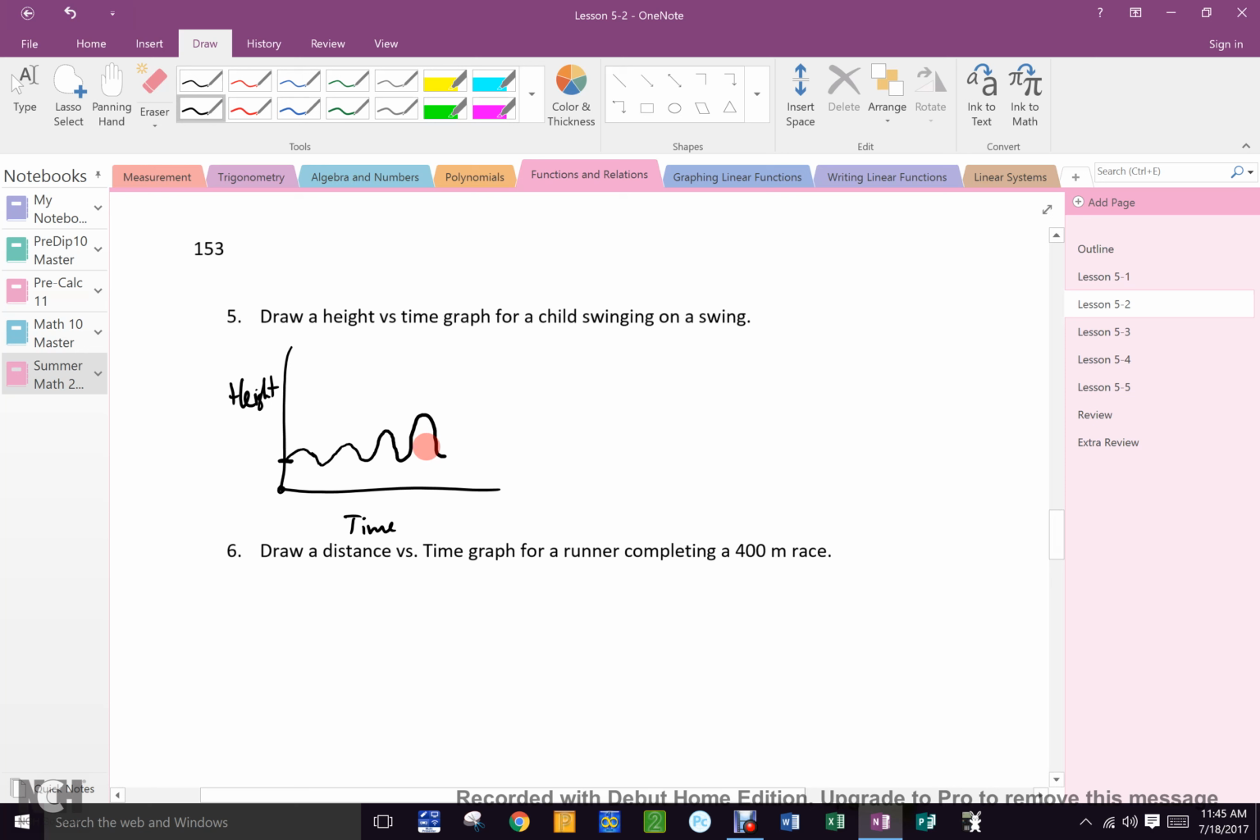Also, because that's all kids care about. Also, there's a maximum height, isn't there?